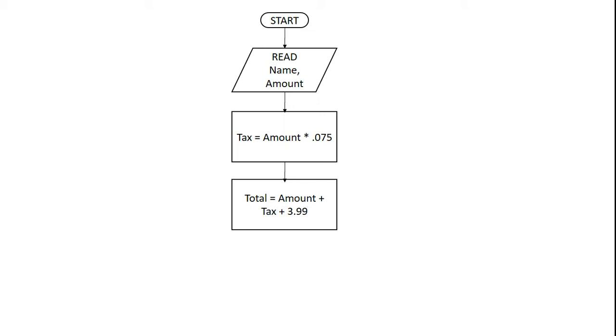Now that we have the total, we can output it. So we got a write statement with their name again and that total that we arrived at. Don't forget the last step is the termination symbol. That's the logic. Let's reemphasize the syntax of all this, okay?